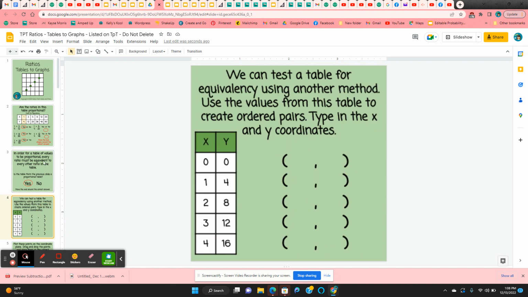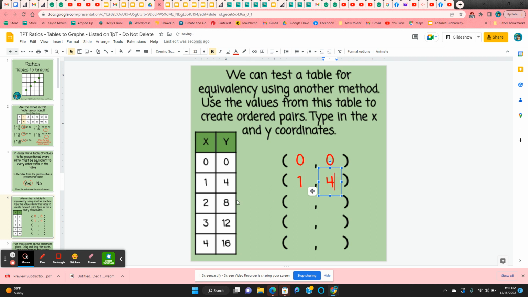Now, another way to find out if a table is proportional is to create ordered pairs. So this one's very easy. They just take the values from the table, x and y, and create ordered pairs. So they just type in (0, 0), (1, 4). It's very simple, but they need to do it in order to reinforce in their mind how this is done.